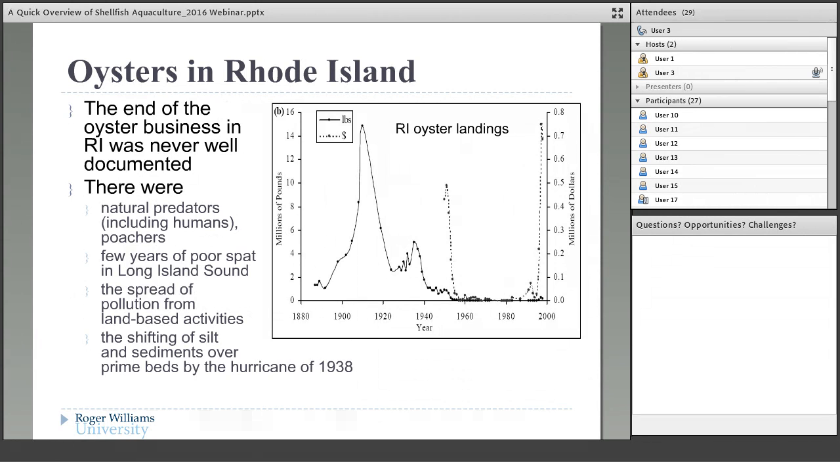That peak of 1911 pretty much was the heyday of oyster production in the early years, early 1900s, of Rhode Island. And it crashed, as you can see in this graph, very precipitously for a whole host of different reasons. It wasn't really documented well, but we know obviously there were natural predators, including humans, poor spat fall in the surrounding region, which means that there was no seed to bring up to Rhode Island. And then we had a lot of damage due to the hurricane of '38, which pretty much spelled the doom of the oyster farming industry in the early 1900s.